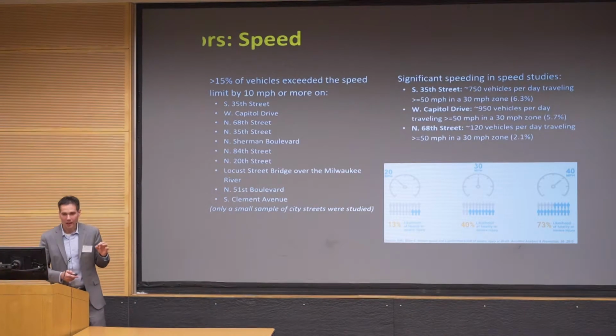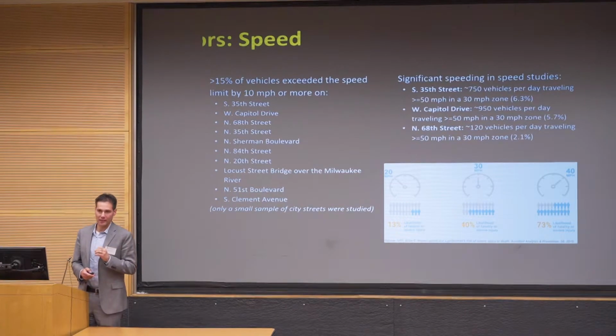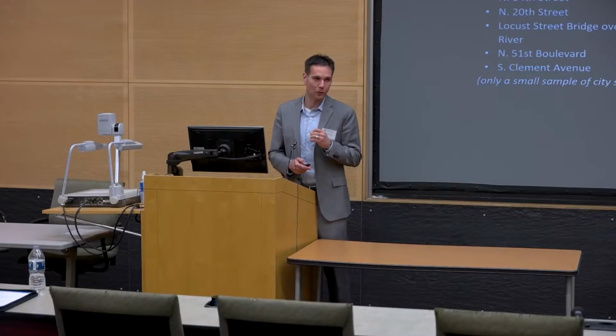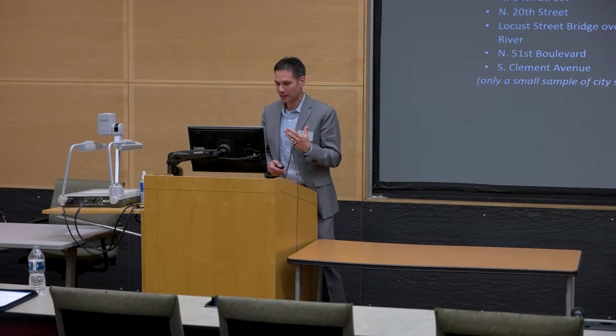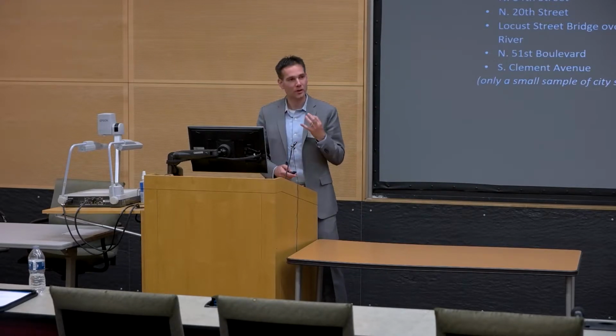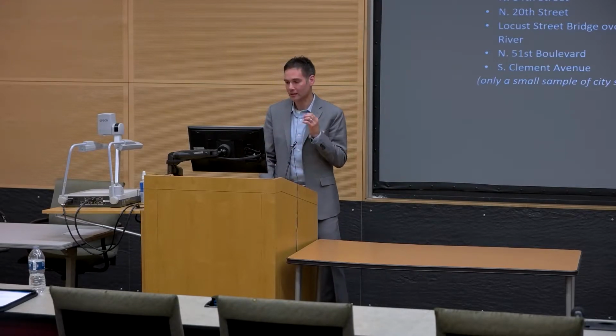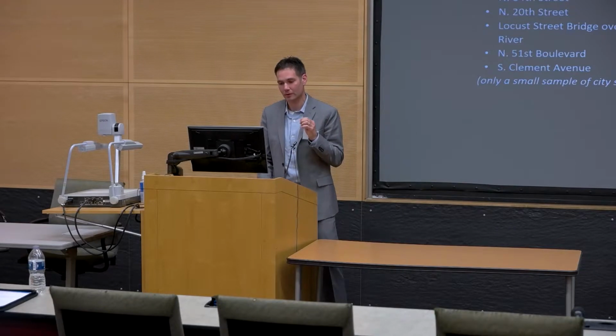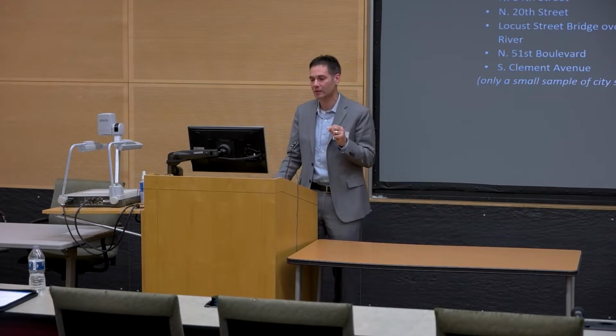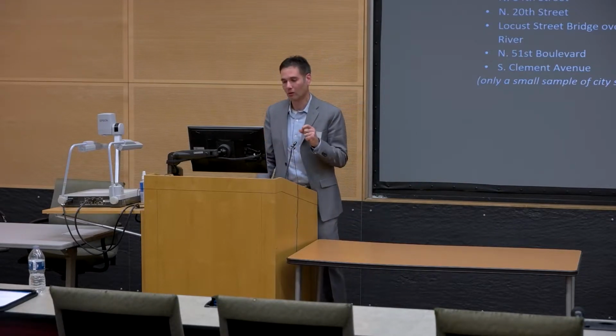In addition, we took a look at some of the speed data that the city had collected through 48-hour tube counts. And the numbers are actually pretty surprising. We had certain corridors where 15% of the vehicles exceeded the speed limit by 10 miles an hour or more.